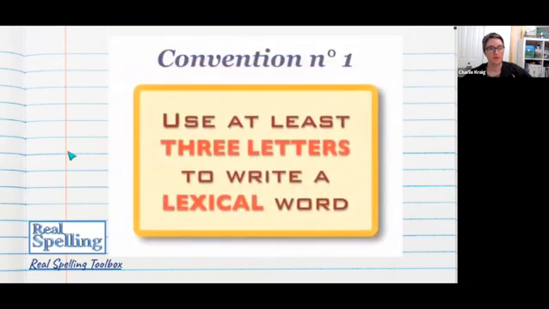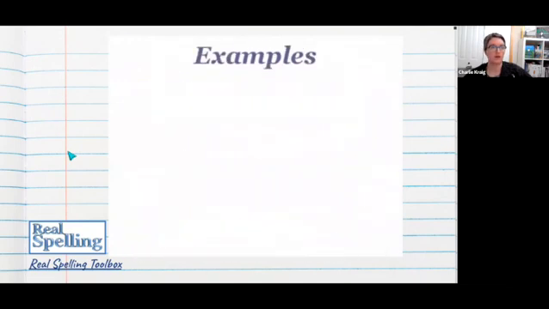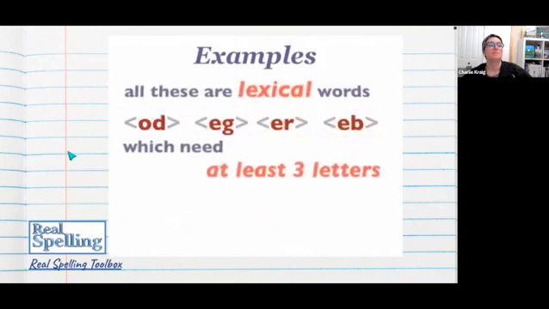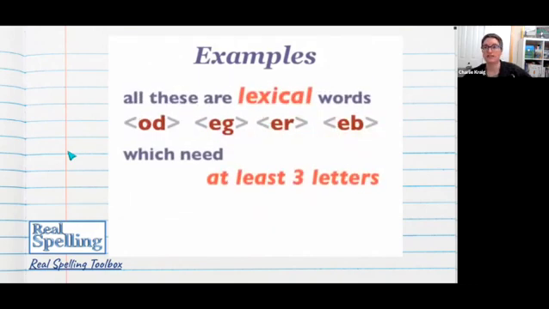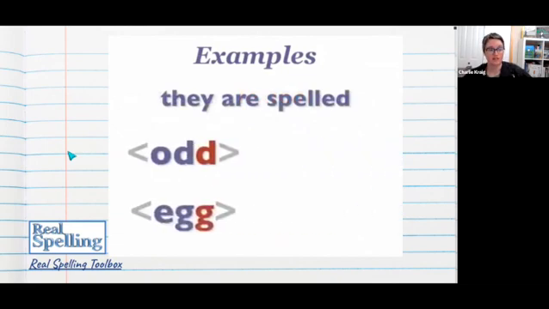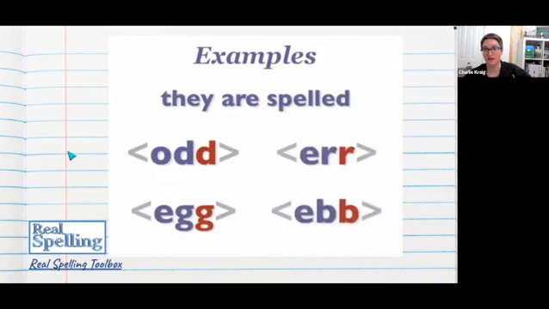Convention number 1, use at least 3 letters to write a lexical word. Examples, the spellings of OD, EG, ER, EB are phonologically complete, but because they are lexical words, they need to have at least 3 letters. So what do? We double that final consonant so that the word has at least 3 letters to stand out on the page.